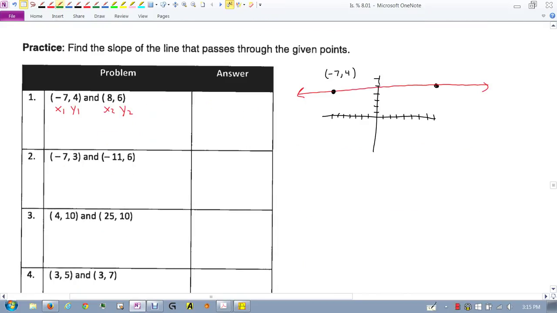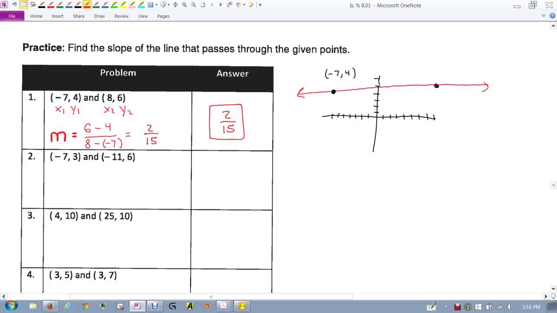So for us here, m is what? y2 is 6, take away y1, which is 4, divide that by x2, which is 8, take away negative 7. You have to be careful with the double negative there, right? You're taking away a negative. So on top we get 2, the bottom we get 8 plus 7, 15. We can't reduce that, so our answer is 2/15. We do not convert that to a decimal. We leave it as a fraction.